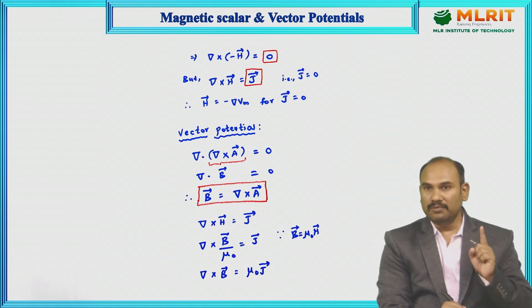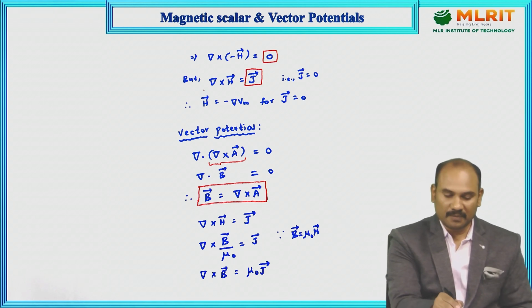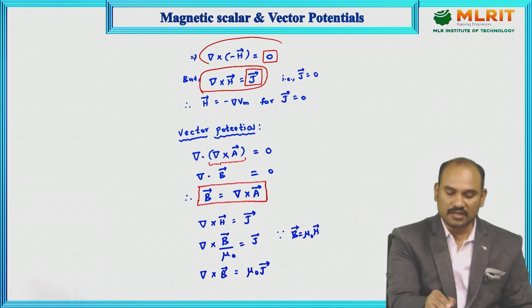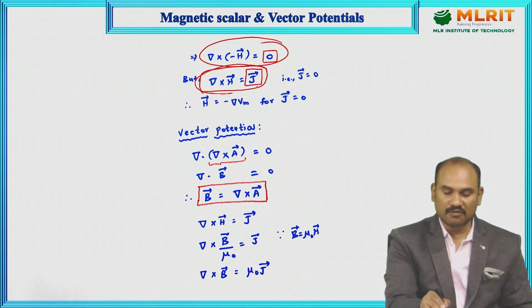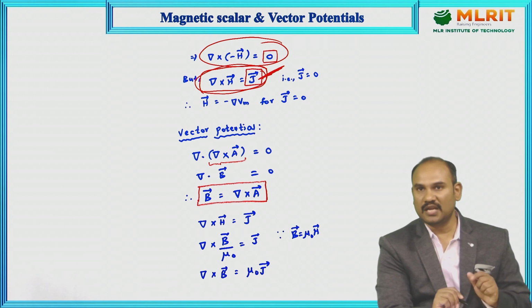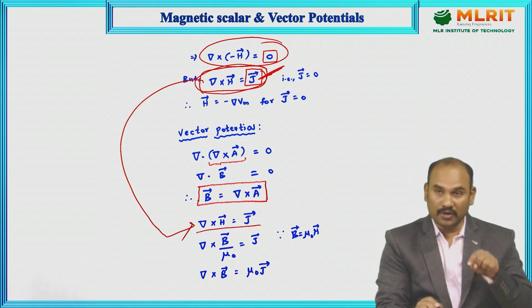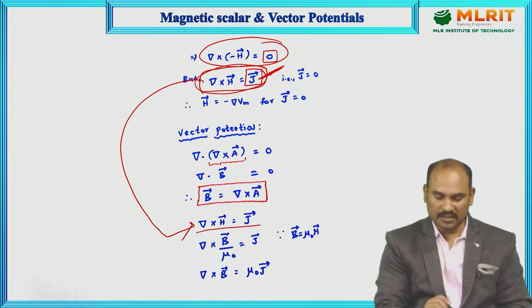Where did the problem occur in terms of scalar potential? The problem occurred in terms of del cross H equal to J bar. The identity says del cross H is 0, but the circuit law says del cross H equal to J bar. The contradiction appeared here in the previous case, scalar potential. Now, take the same equation and start here. What happens in this case? Let us see. Del cross H equal to J bar.